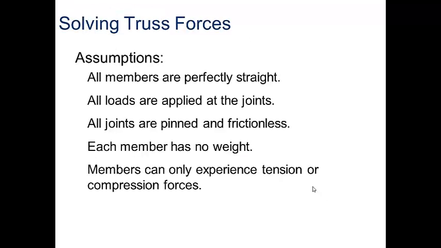When we solve for truss forces, there are some assumptions that we have to make. All members, or all beams, are considered to be perfectly straight. If we apply a load, we're applying it at the joint, not just randomly in the middle of a beam. Any joint is going to be a pinned connection, and it's going to be considered to be frictionless. And we also assume that each member has no weight.